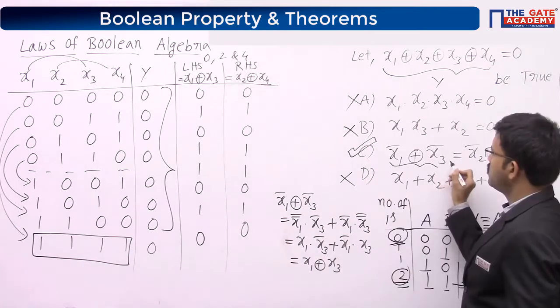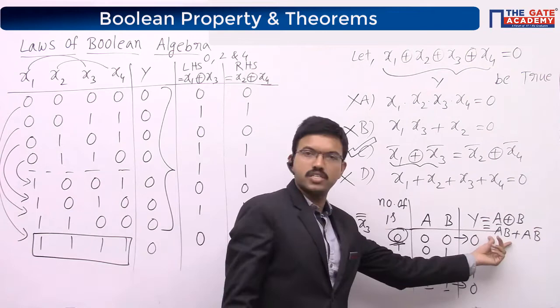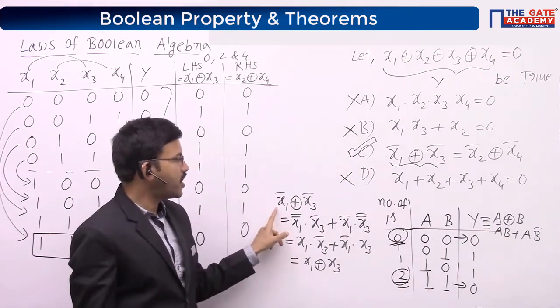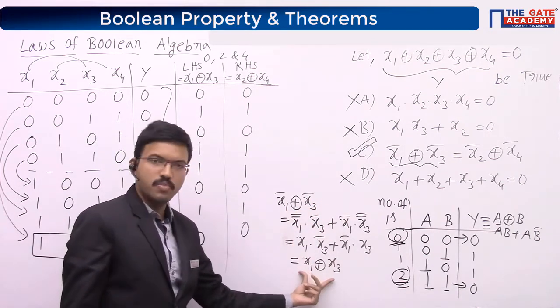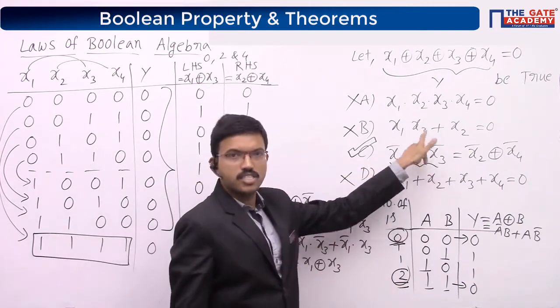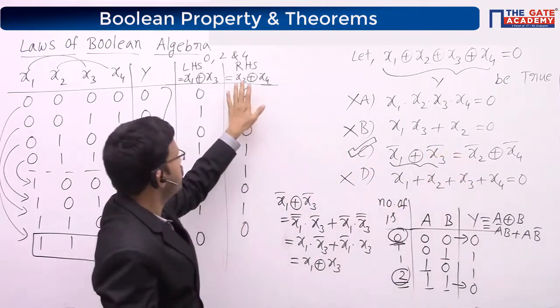See here, I have written this particular function with the help of this function. A XOR B is nothing but A bar B plus A B bar. In the place of A you are having x1 bar, in the place of B x3 bar. Substitute there, and after doing simplification you will get x1 exclusive-OR x3. So whatever LHS term I am having, I have written here. Similarly, the RHS term we can write like this.